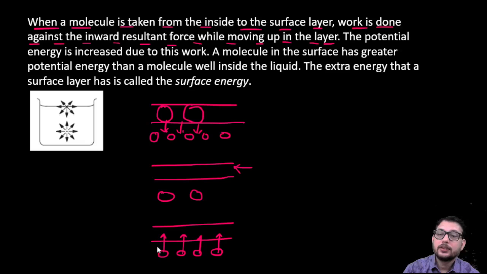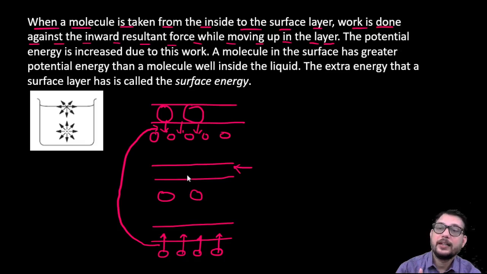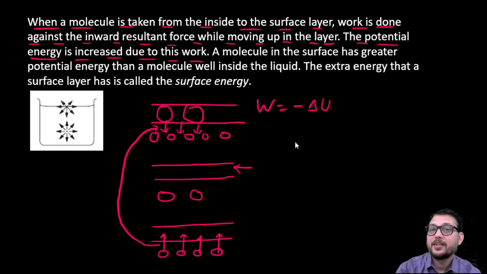It means the motion of the molecules is against the force applied by the neighboring molecules. That's why it is written that work is done against the inward resultant force. The potential energy is increased due to this work. As we know, work done is the negative of the change in potential energy. So if work is done against the force, it means the potential energy increases.